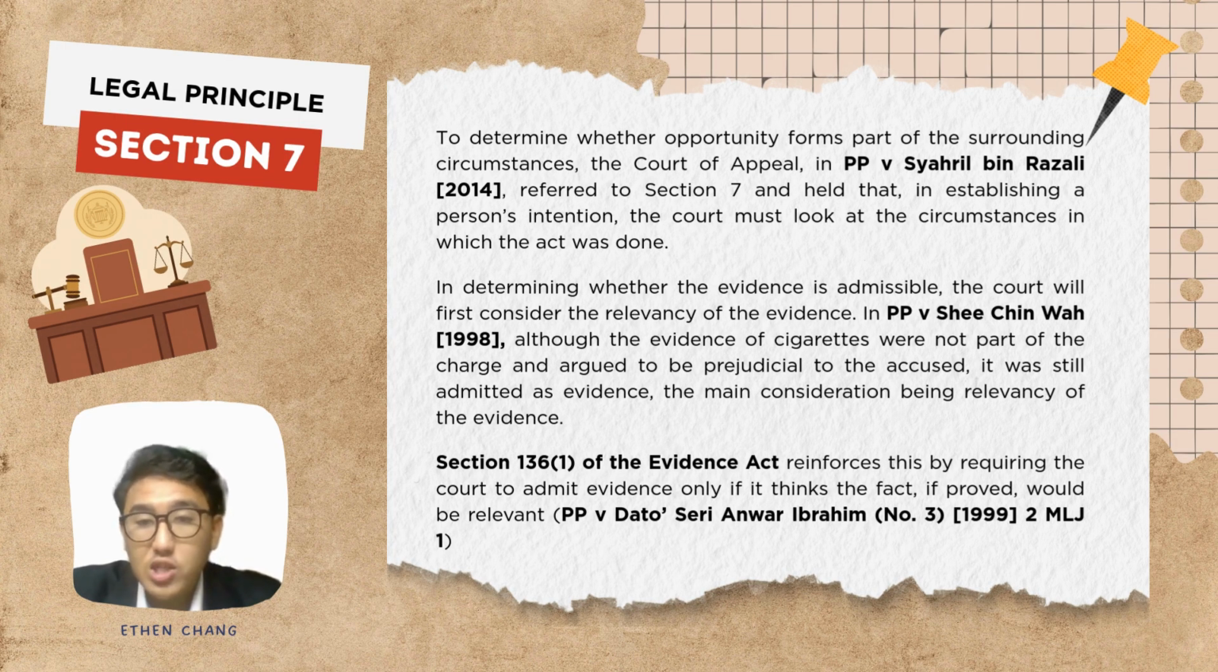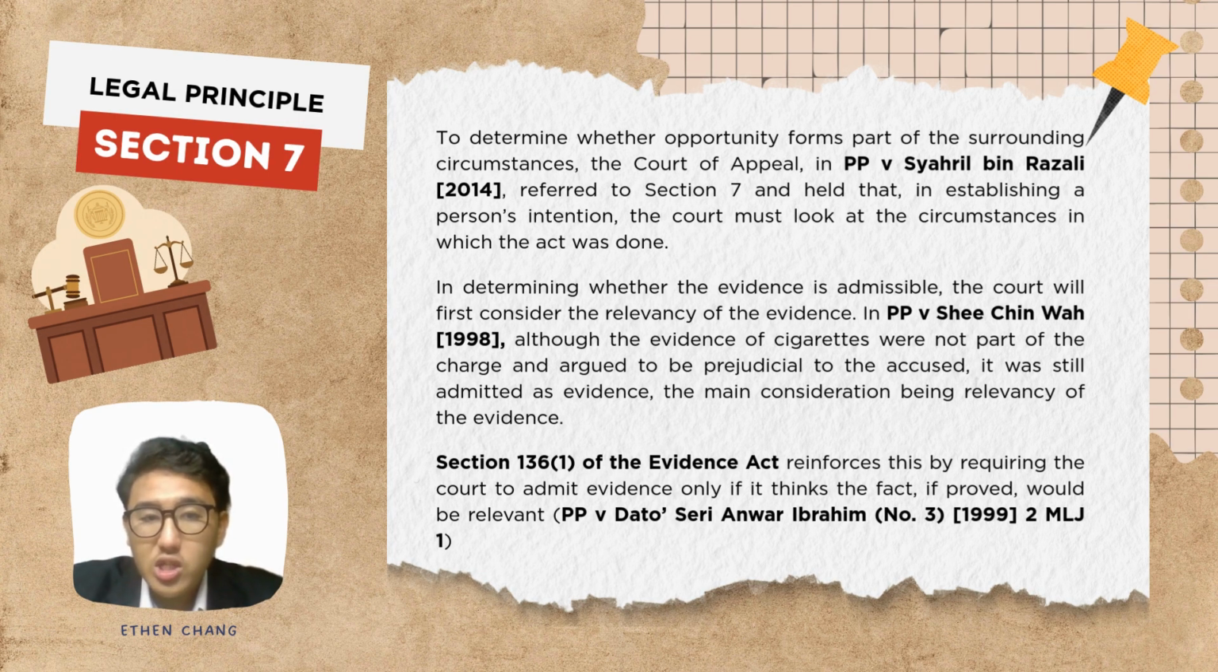Starting with Section 7, to determine whether opportunity forms part of the surrounding circumstances under Section 7, we refer to the case of PP against Shahrul bin Razali, where the Court of Appeal referred to Section 7 of the Act and held that in establishing a person's intention, the court must look at the circumstances in which the act was done. In determining whether the evidence is admissible, the court will first consider the relevancy of the evidence.